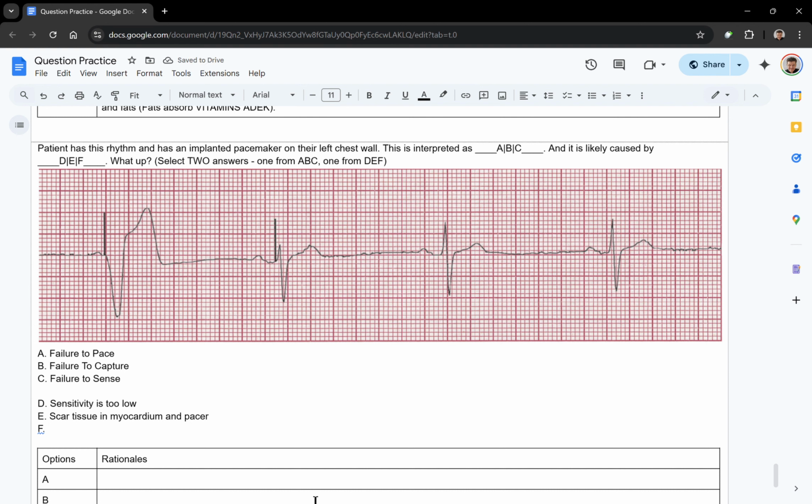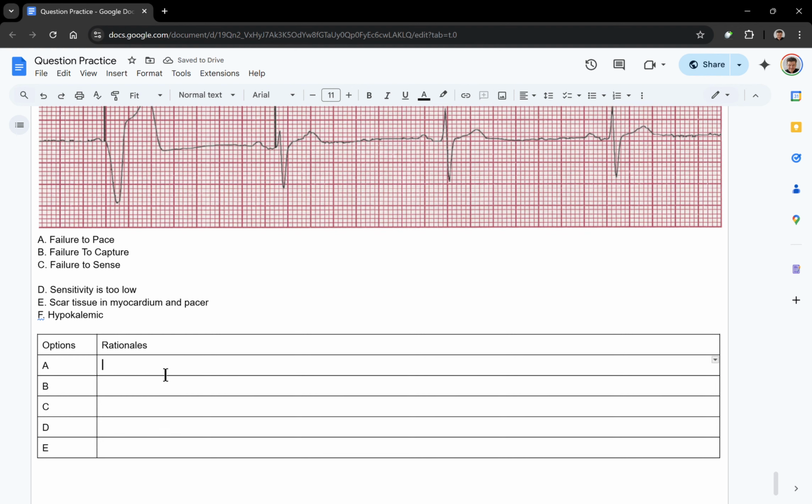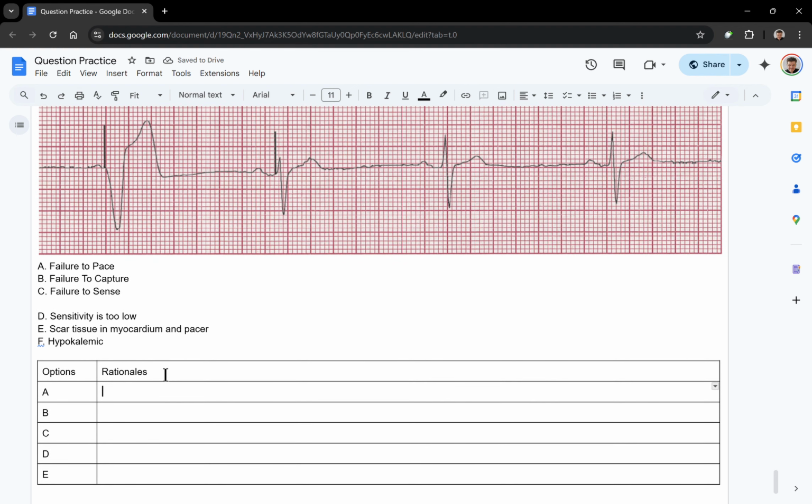That could work too, actually, but let's put the opposite then. Let's put patient is hypokalemic. Okay, so A, B, and C rationales. We're going to add a rationale for F, right?